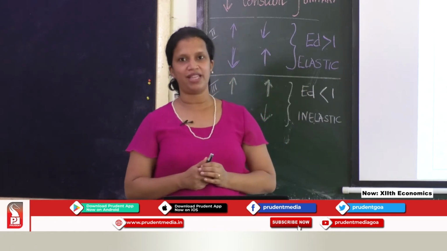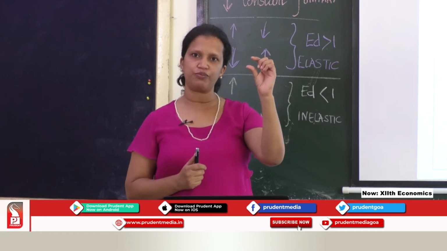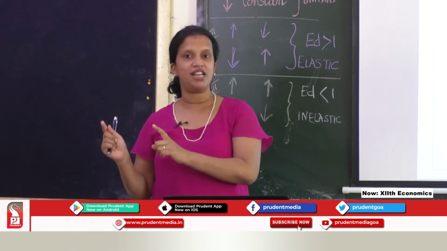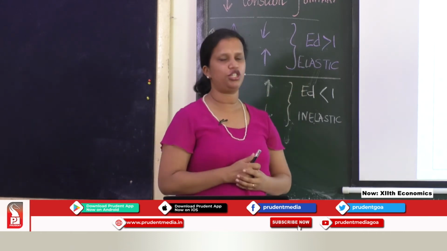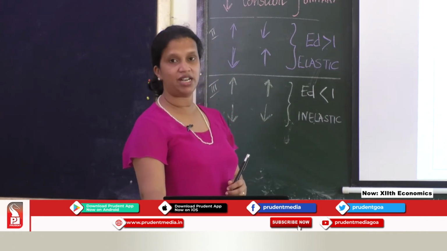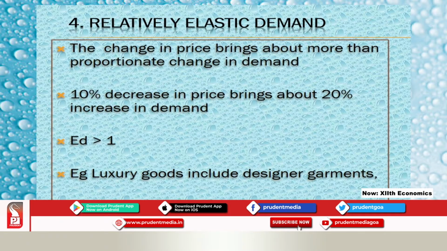Now, this tells you that the moment there is a small change in price, demand reacts to the price change. So, demand is very sensitive to a change in price. So, this type of elasticity is called relatively elastic demand. So, if there is a 10% decrease in price, this 10% decrease in price causes a more than 10% increase in demand. So, in this case, a 20% increase in demand. So, that means demand is reacting sharply to a change in price.